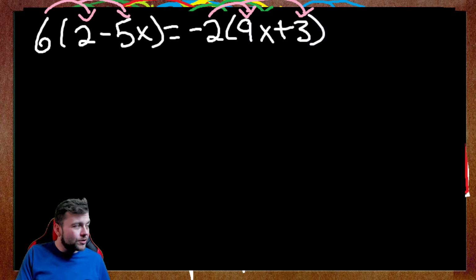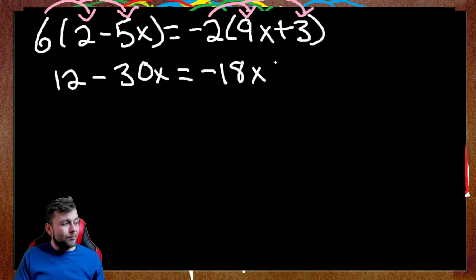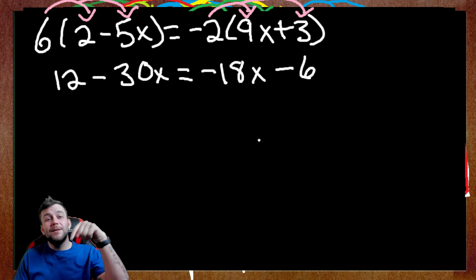Let's write this one out too. Don't want to skip too much. Dog's barking, sorry. Okay, so 6 distributed through this parentheses, we have 12. 6 times 2 is 12. Minus 6 times 5 is 30x equals negative 2 times 9. That is negative 18x plus, well, back it up, negative 2 times 3, that is a minus 6.